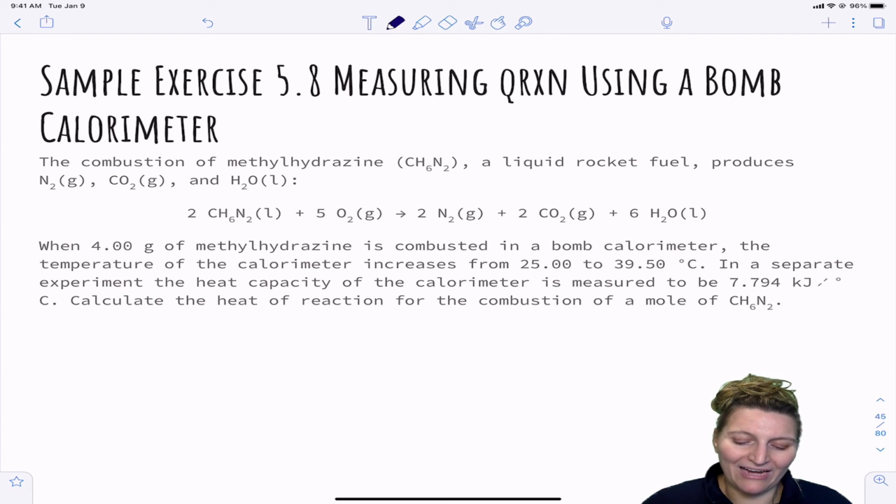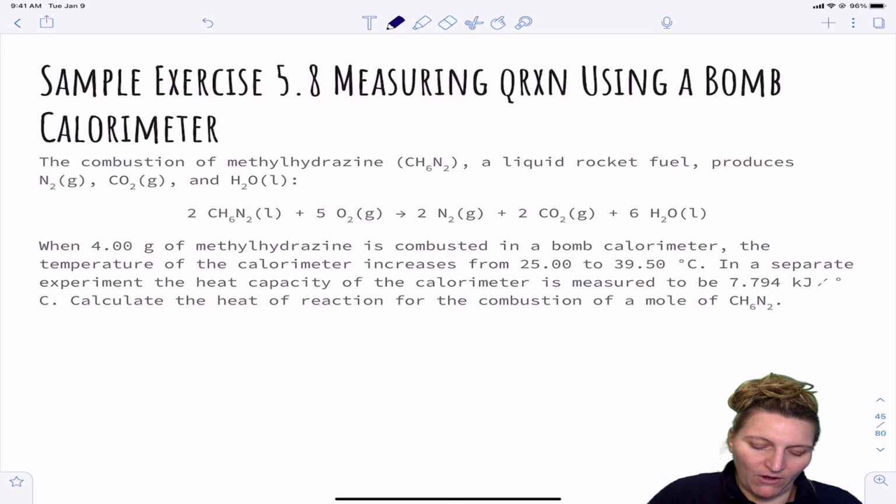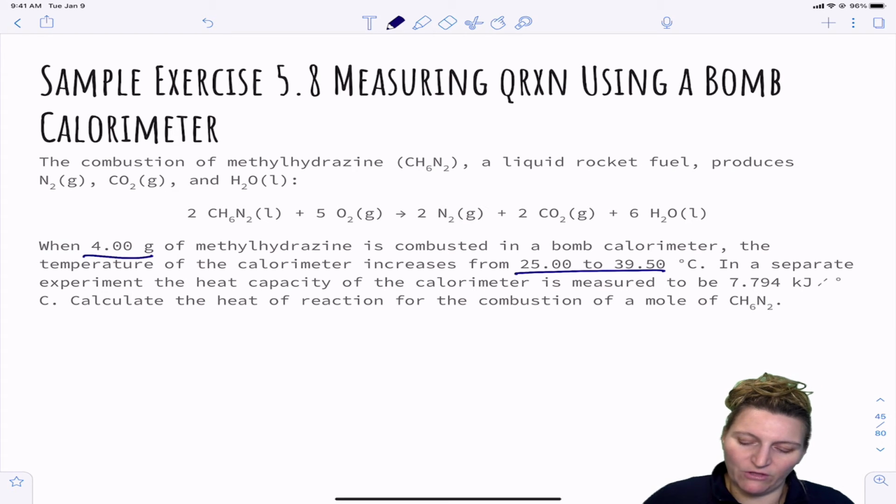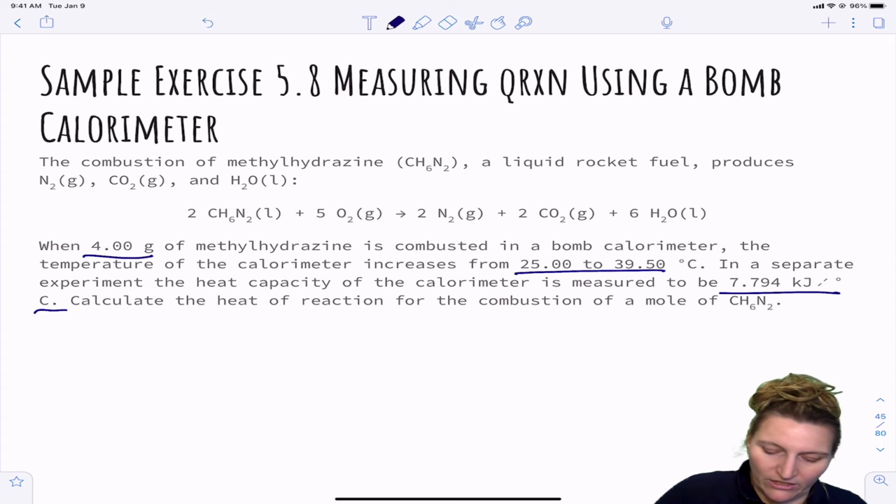So the combustion of methyl hydrazine, a liquid rocket fuel, produces those three products. When 4 grams is combusted in a bomb calorimeter, the temperature of the calorimeter increases from 25 to 39.5. In a separate experiment, the heat capacity of the calorimeter was found to be this. Calculate the heat of reaction. It's real easy, right? Look at the formula.